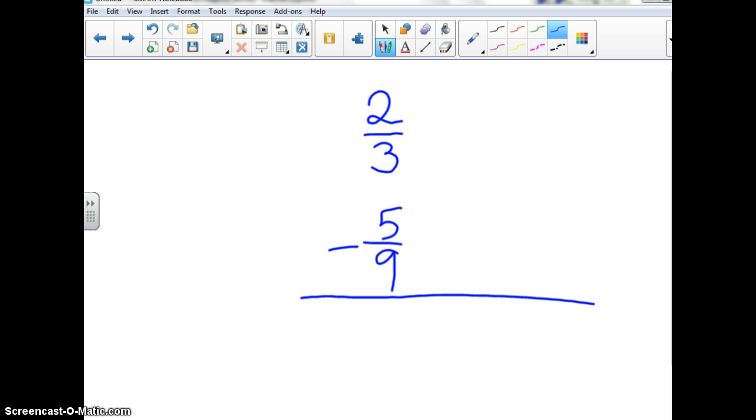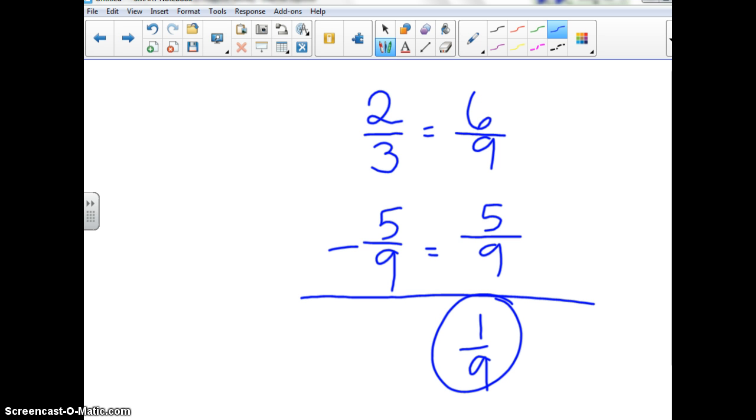All right, what was the common denominator? Emma? 9. Always try the big one first. So this will stay the same. What did you change the top one to? 6. And when you subtracted, you got? 6 minus 5. Yep. 1/9. We know that's in simplest form because it has a 1 in it. Our numerator is 1, so we know it's simple.